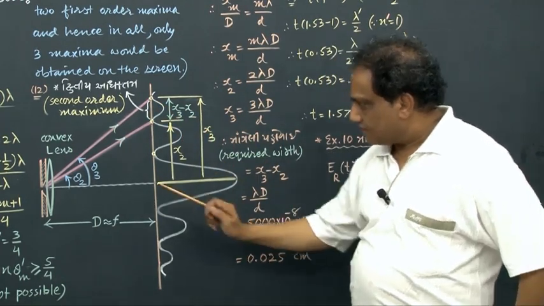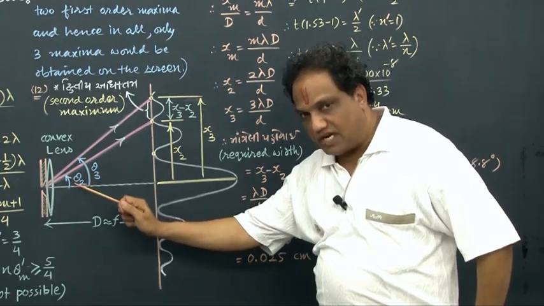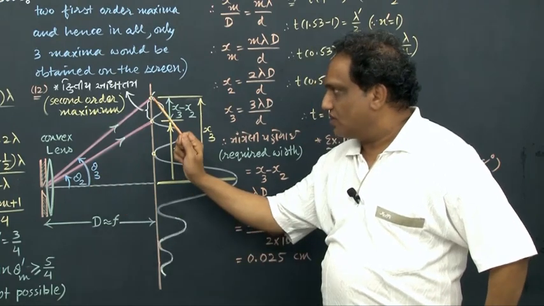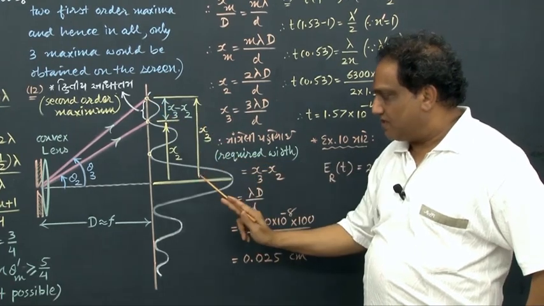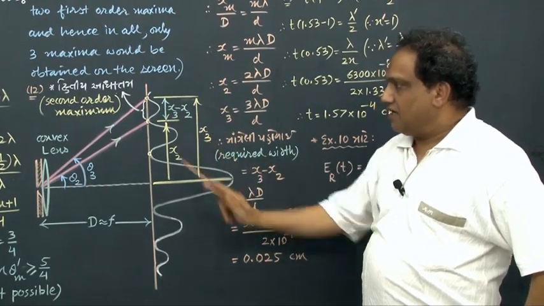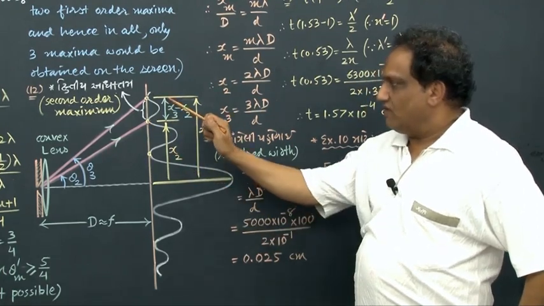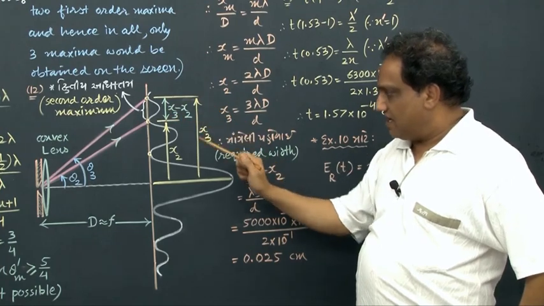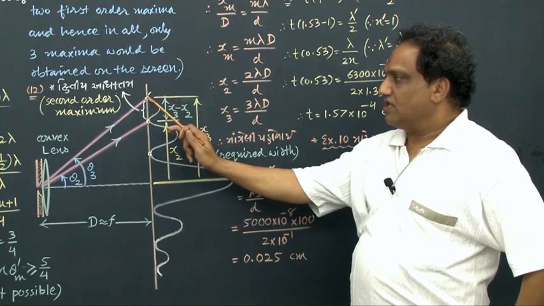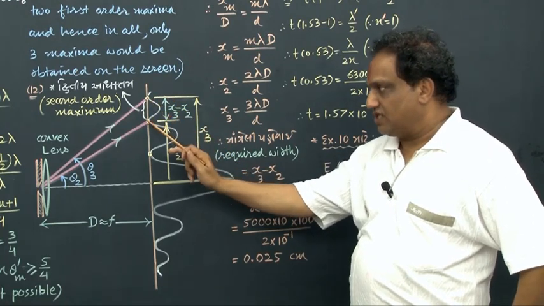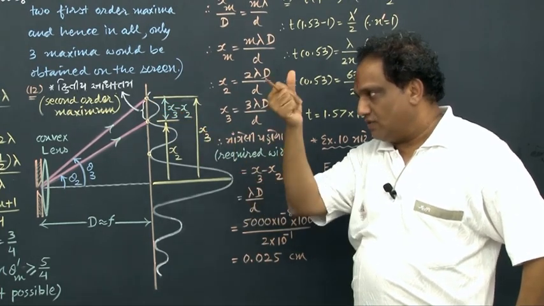Now, this is the angle corresponding to the second order minimum, let it be theta 2. This is the angle corresponding to the third order minimum, let it be theta 3. The distance of the third order minimum from the central maximum I am taking as x3, and the distance of the second order minimum from the central maximum as x2. You are looking for this much width, which is nothing but x3 minus x2, the required width of the second order maximum. Let us find out now.